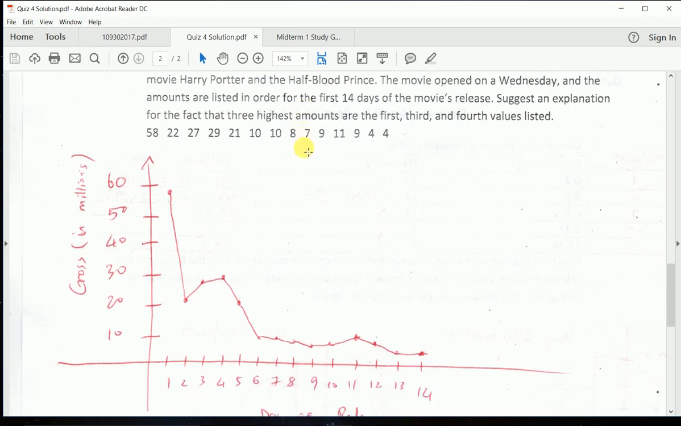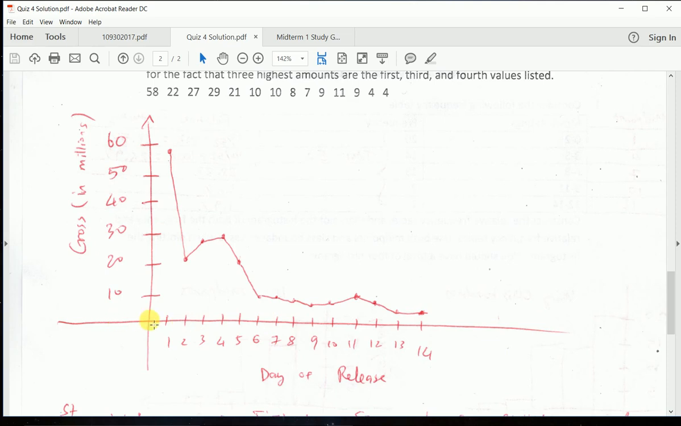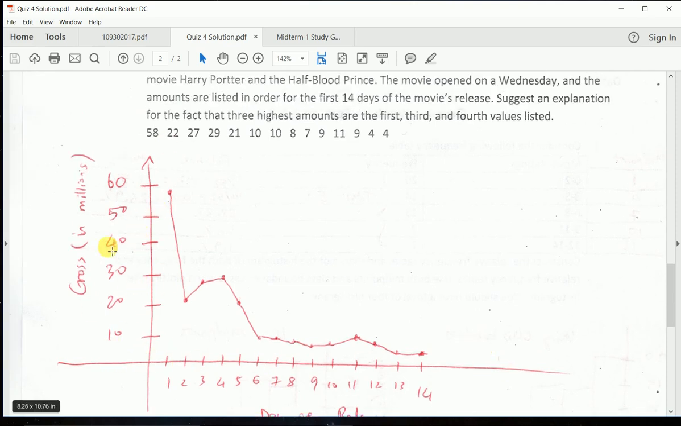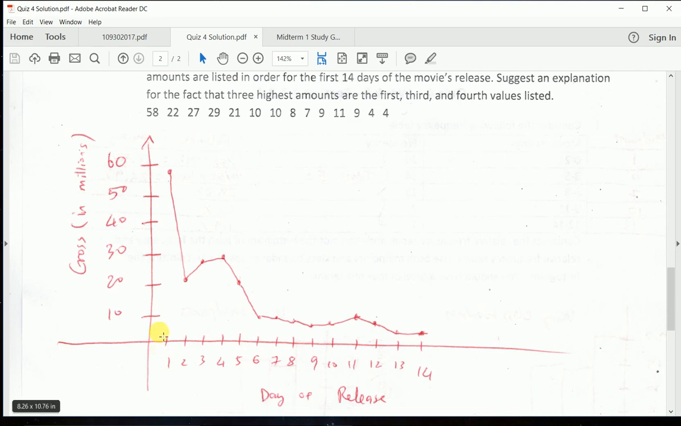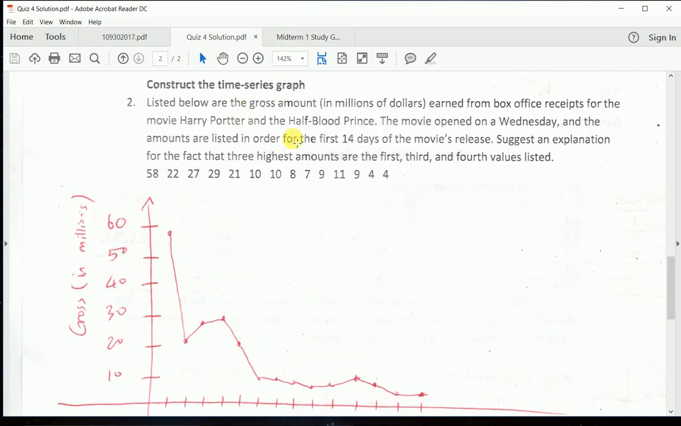So the time series graph, we are indicated here that we have 14 days, so we have 1 up to 14 days. So the x-axis is in day, and the y-axis is in millions of dollars. So the first day I have 58 million, so I draw 1 and close to 60. The second day I have 22, which is around here. The third day I have 27, and then the fourth day I have 29, and then the fifth day I have 21, which goes back down here, and then I just connect all the dots together. This is called a time series graph.